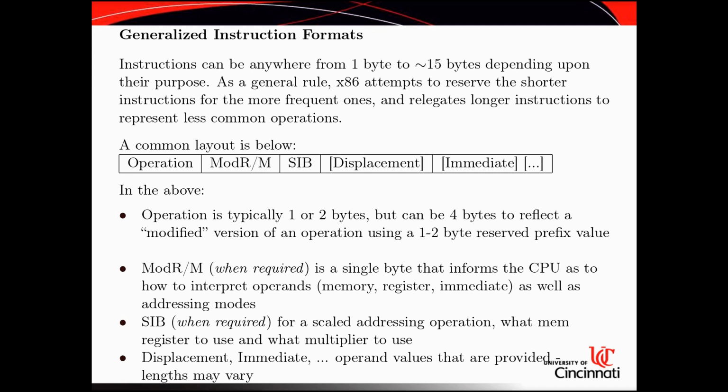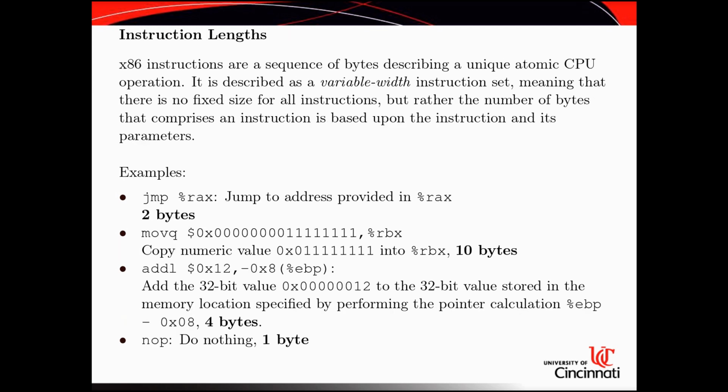x86 attempts to reserve the shorter instructions for the more frequent ones. Getting back to this example, one of the reasons why this jump instruction right here is 2 bytes and this move instruction here is 10 bytes is because you're very likely to use this 10-byte variant a lot less frequently than the number of jumps.